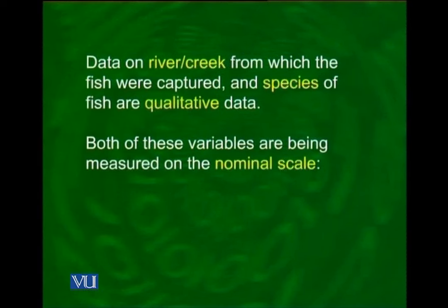In contrast, the other two variables, that is, the river or the creek from which the fish were captured and the species of the fish, are qualitative variables. And students, I hope that you will agree with me that both of these variables are being measured on the nominal scale. Students, why do we say that both of these variables are qualitative?